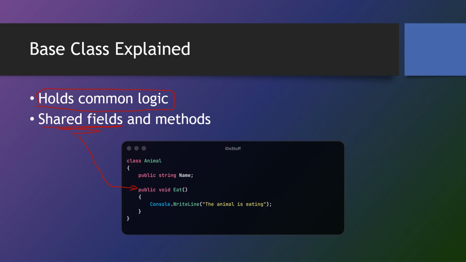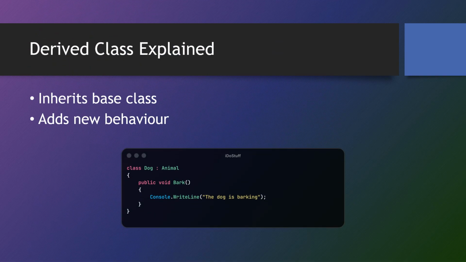Derived class explained. The derived class inherits everything from the base class. Then it can add new methods, add new fields, extend behavior. It doesn't replace the base class. It builds on top of it.